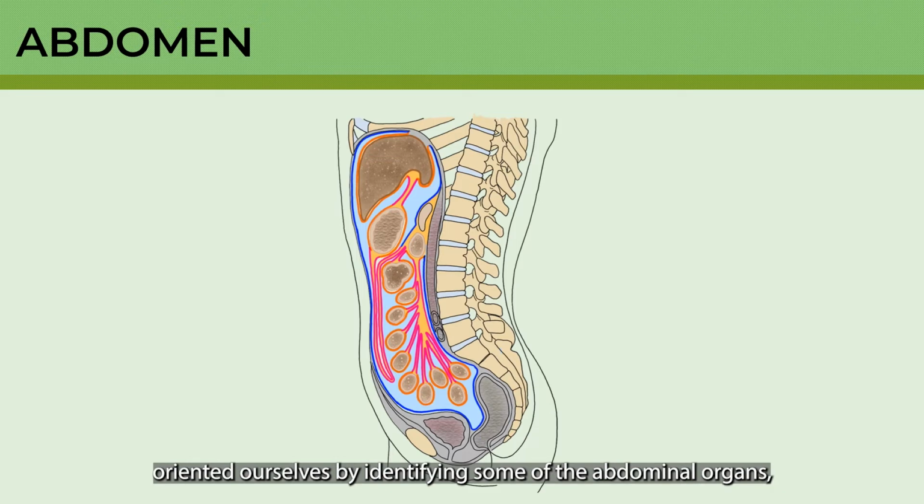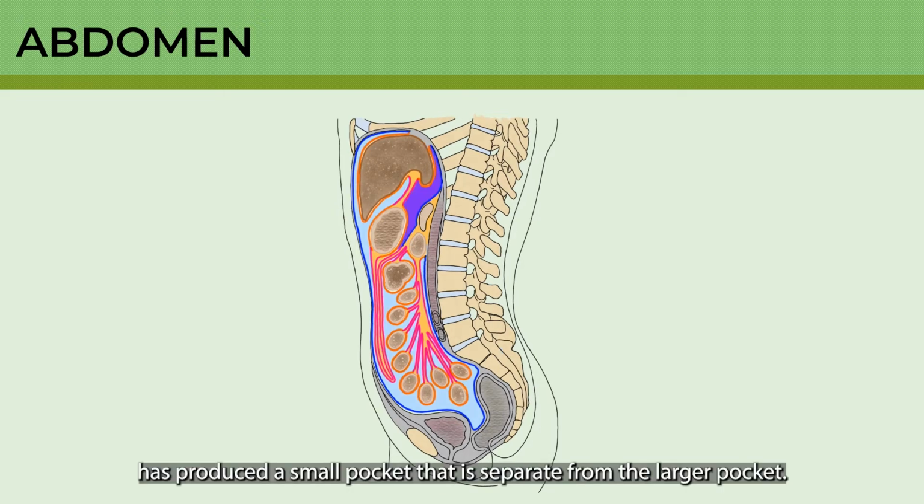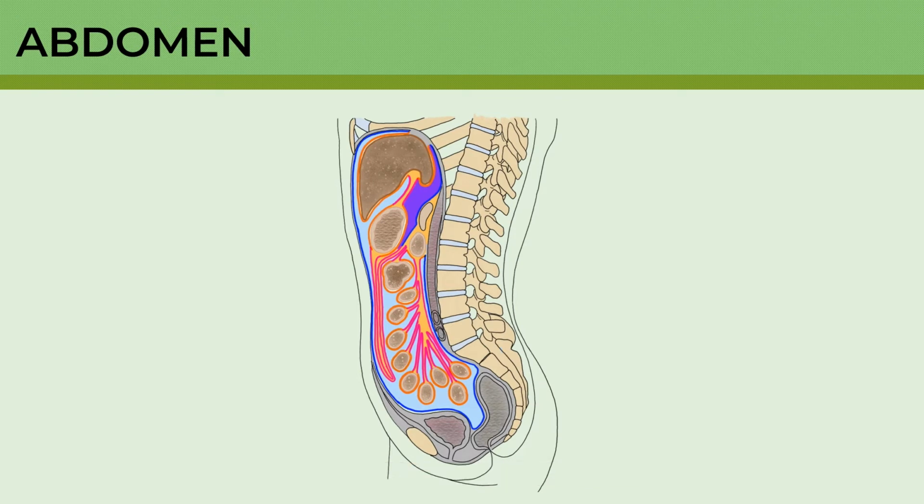Now that we have oriented ourselves by identifying some of the abdominal organs, we need to take into account the properties of the peritoneum that can have clinical implications. Reverting back to this sagittal section, we can see that the peritoneum is a story of two tales. The peritoneum is divided topographically by the formation of mesenteries. This mesentery here has produced a small pocket that is separate from the larger pocket as indicated in purple.